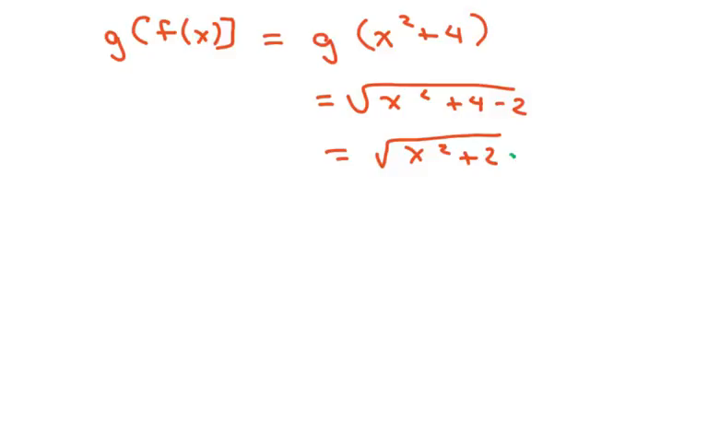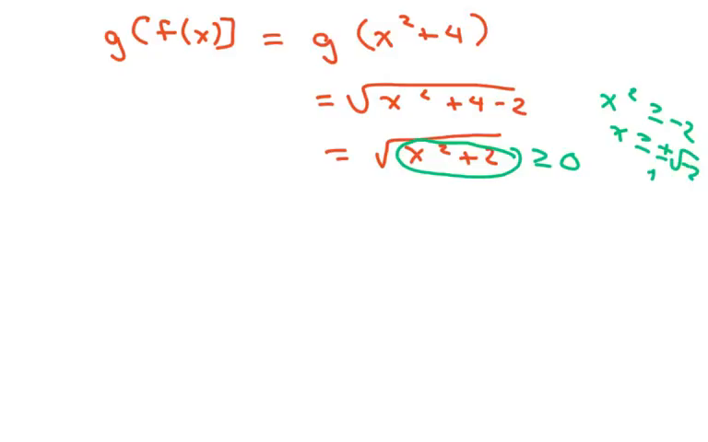Now normally we would set this greater than or equal to 0, and if you did that, you'd get x squared is greater than or equal to negative 2, and if you square root both sides, you get x is greater than or equal to plus or minus the square root of negative 2, which would be i square root of 2. We're not dealing with i's, so we can just put all real numbers in here. So the domain here is all real numbers. Our inner function was also all real numbers. So the domain of this one is just all real numbers.